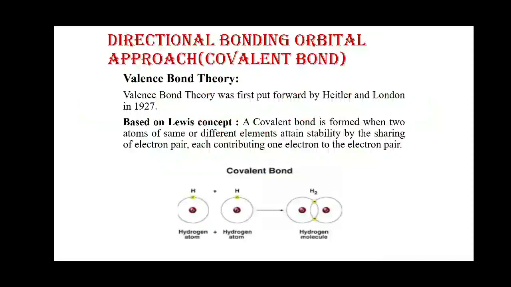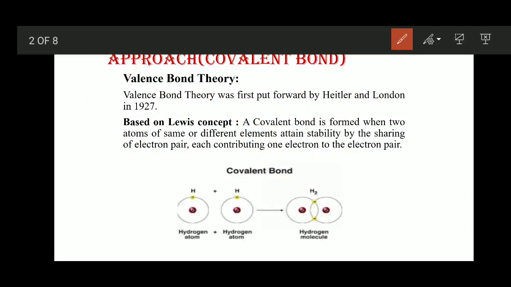According to the Lewis concept, a covalent bond is formed when two atoms of the same or different elements attain stability by the sharing of an electron pair, each contributing one electron to the electron pair, as shown in this figure. In this, there are two hydrogen atoms, and each hydrogen atom has one unpaired electron in the outermost shell or valence shell. So let's see this.